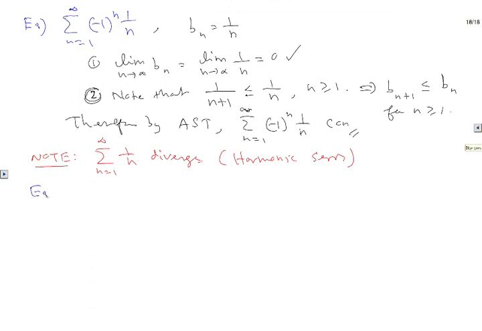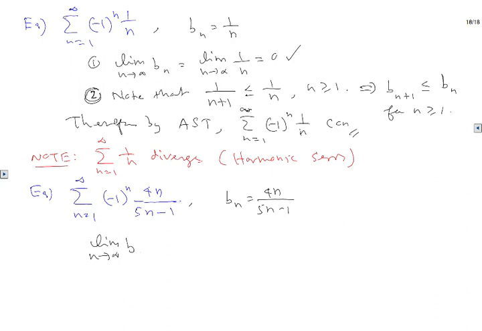So how about this one? Let's say sigma n going from 1 to infinity, negative 1 to the n, 4n over 5n minus 1. If you look at this problem, bn is, if you ignore the sign, 4n over 5n minus 1. So we take the limit as n goes to infinity of bn, which is the limit of 4n over 5n minus 1. You only need to look at the dominating terms, 4n over 5n, that means 4/5, which is not equal to 0. So by the nth term test, the series diverges.